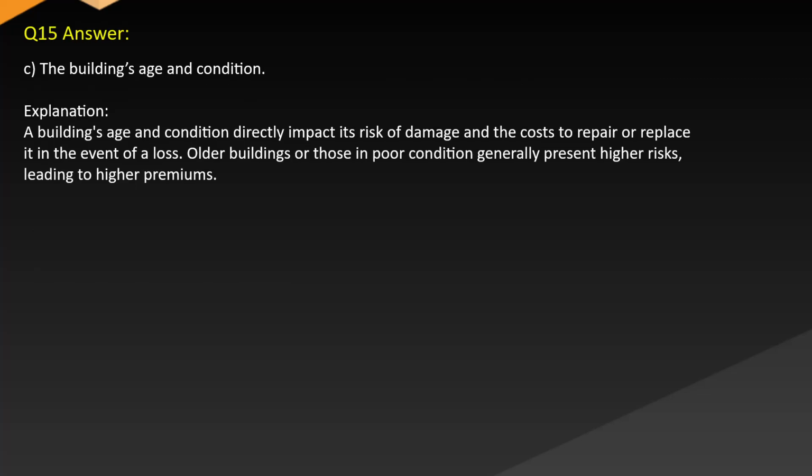Answer. C. The building's age and condition. Explanation. Building's age and condition directly impact its risk of damage and the costs to repair or replace it in the event of loss. Older buildings or those in poor condition generally present higher risks, leading to higher premiums.